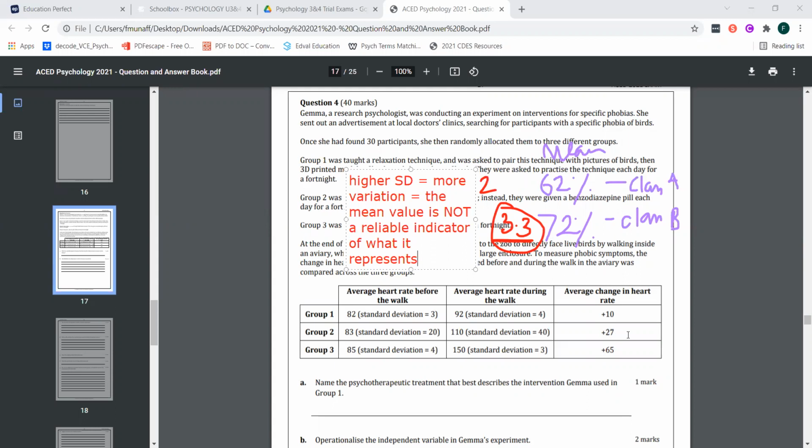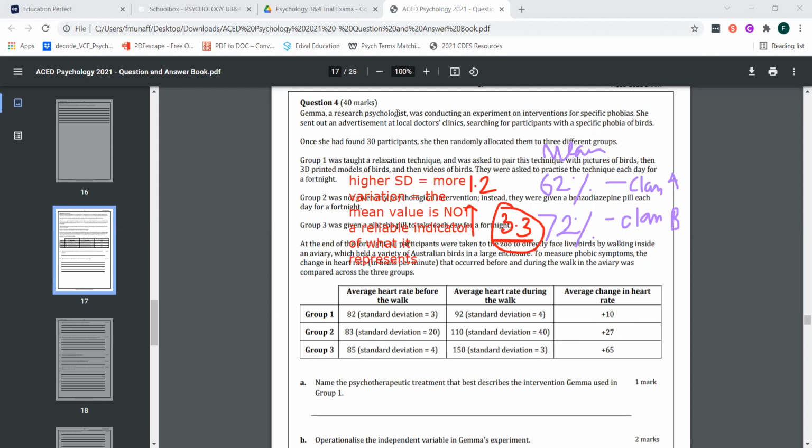So in this case, guys, group 2, because the standard deviation change was a lot higher, that means that this plus 27 average or mean change in heart rate is not reliable. We can't consider that as a reliable result, which indicates a lot of potential confounding variables or other unwanted factors have affected group 2, which have not affected group 1 and group 3.